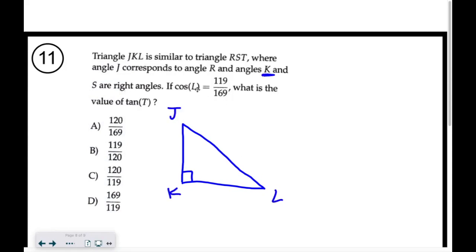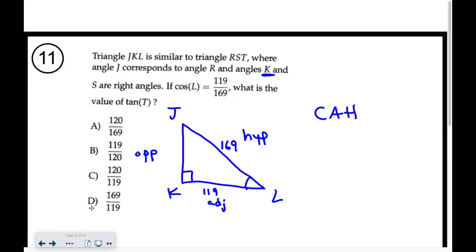Okay. So the cosine of L. Let's recall that if L is our angle, then this is the adjacent side, this is the opposite side, and this is the hypotenuse. And cosine, the CAH part, relates the adjacent and the hypotenuse. That means this is 119 and this is 169.